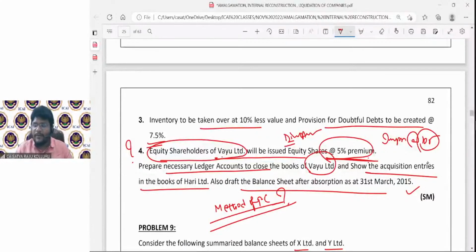There is incomplete information. How much amount I need to pay to the equity shareholders of the selling company? I don't know, sir. But at which price I need to issue, I know, 105. That is not relevant for me. Actually, what is relevant is how much amount is payable to the equity shareholders of the selling company. That information is missing. Then net payments doesn't work out. Then I need to apply the net asset value method.